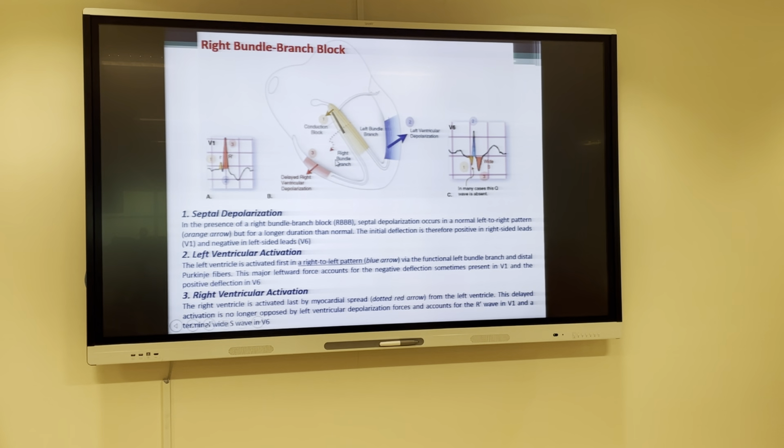When the right side is activated, then it has to activate the left side. So it goes this way.